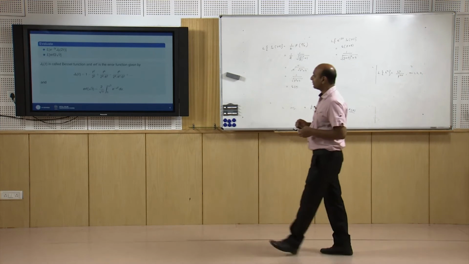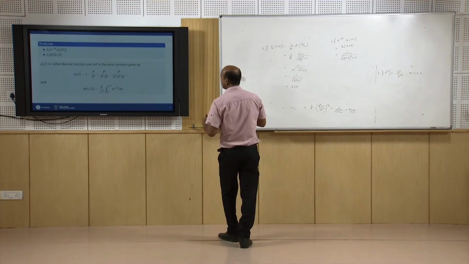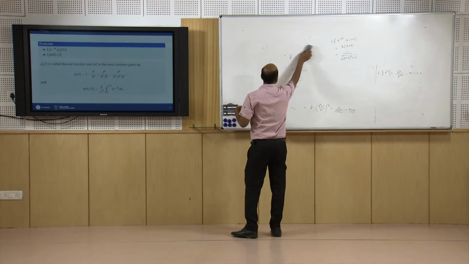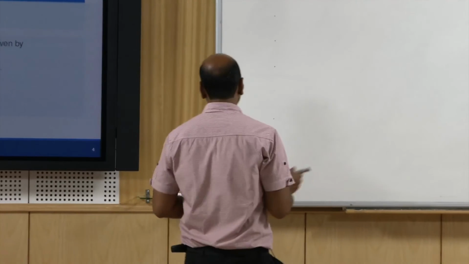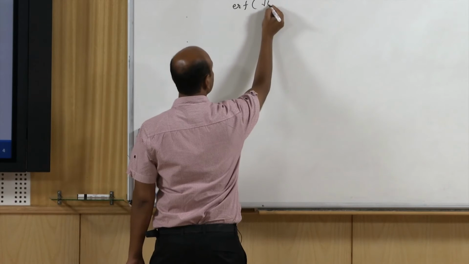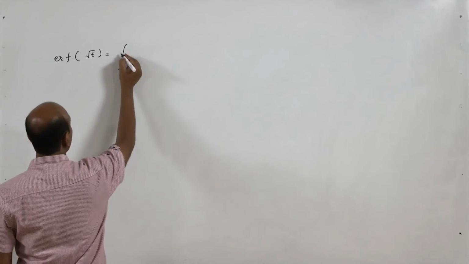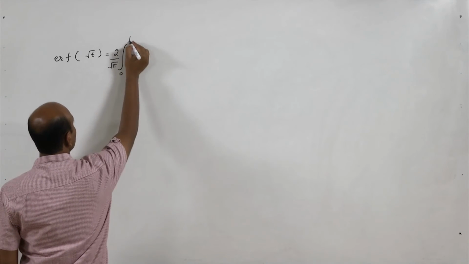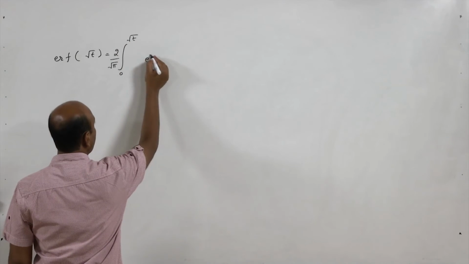Now, let us find out the Laplace transform of the error function of the square root of t. Then, using the change of scale property, we can solve that problem. So, what is the Laplace transform of the error function? Let us see. What is the error function of the square root of t? How do we define it? It is nothing but 2 upon the square root of pi, integral from 0 to the square root of t of e to the power minus u square du.